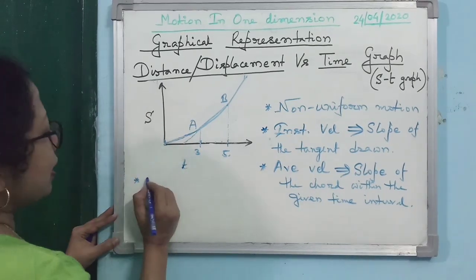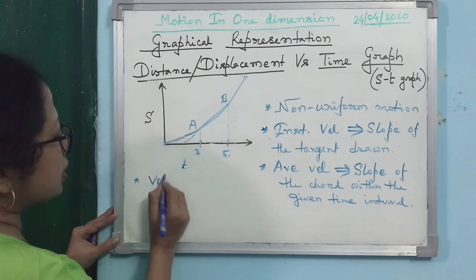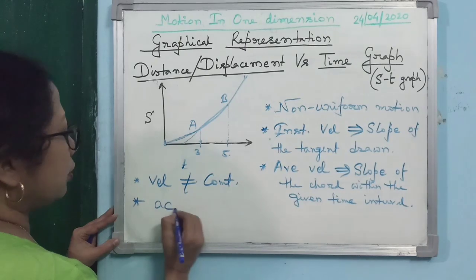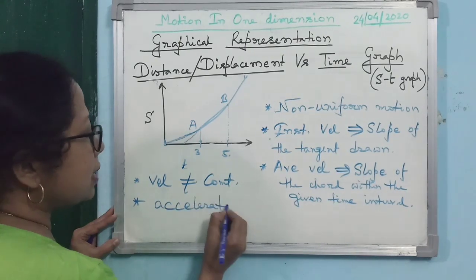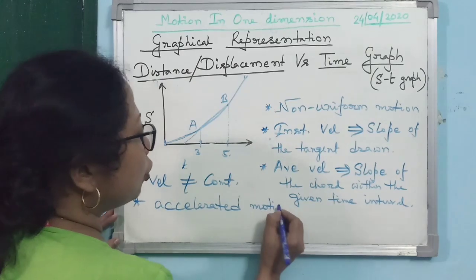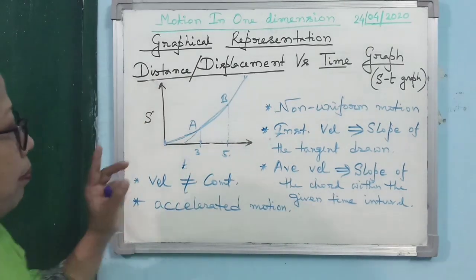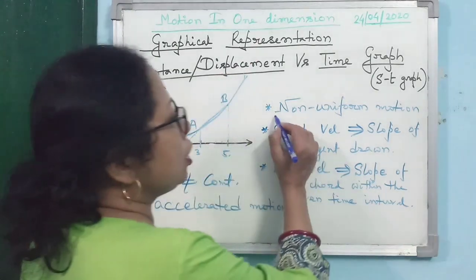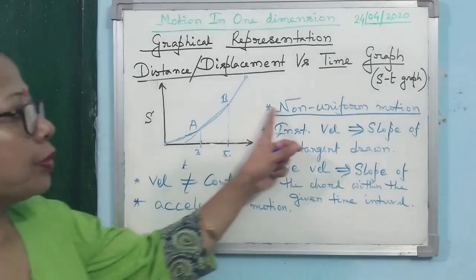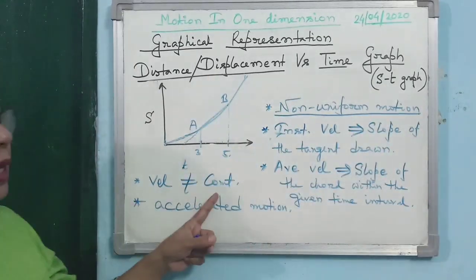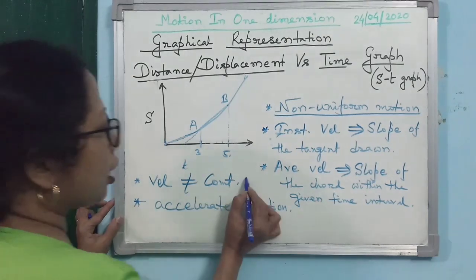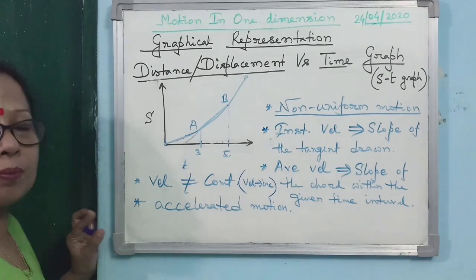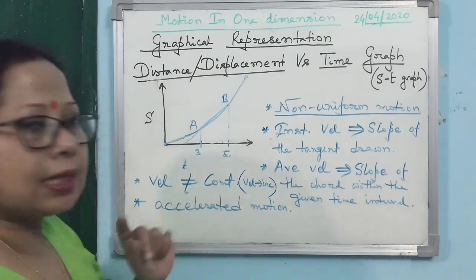So we can say that in this case the body velocity is not constant, and secondly, what kind of motion the body is having? It is having accelerated motion. Clear to everyone? So I am repeating, when the ST graph is a curve like this, then it represents non-uniform motion, but non-uniform motion means the velocity is increasing. Velocity is not constant and velocity is increasing. So what kind of motion is the body having? The body is having accelerated motion.